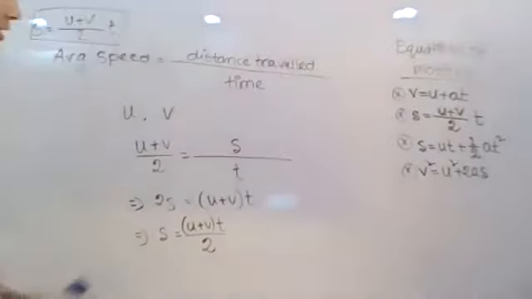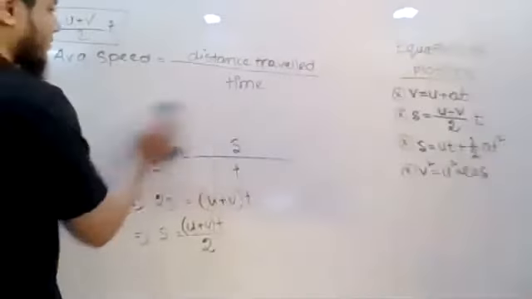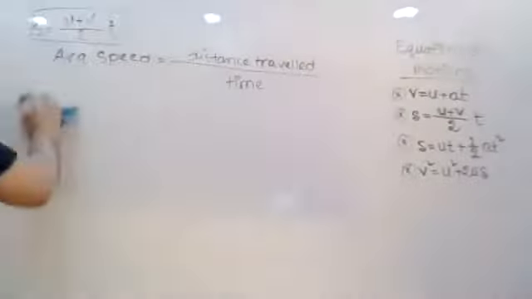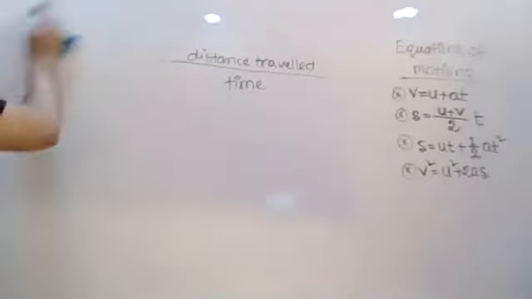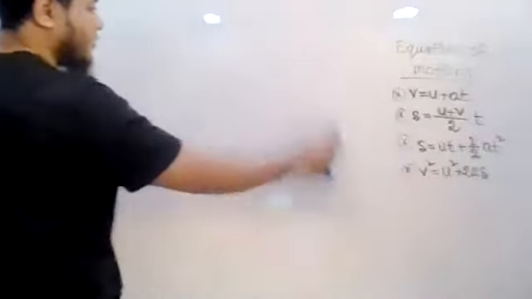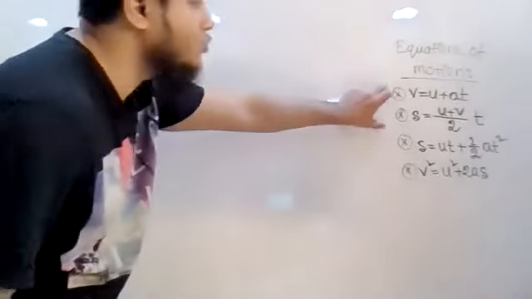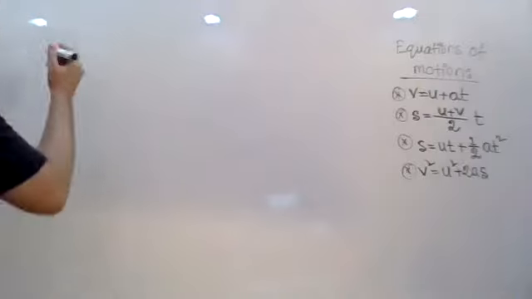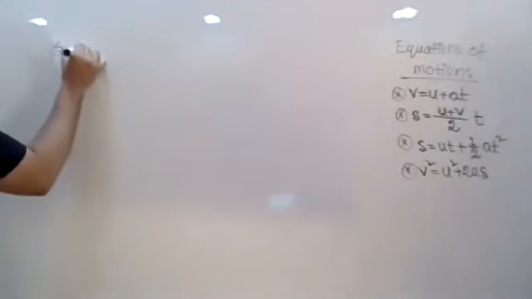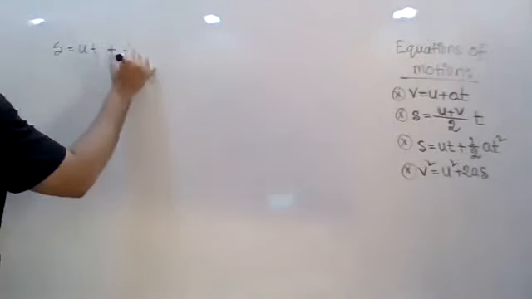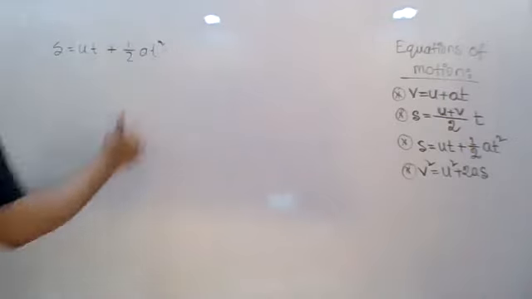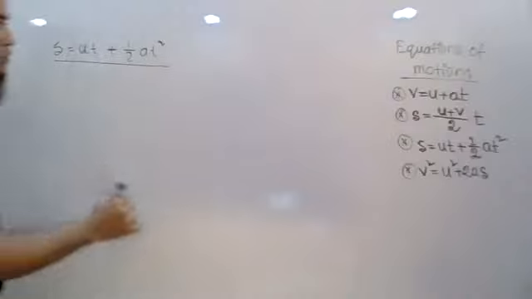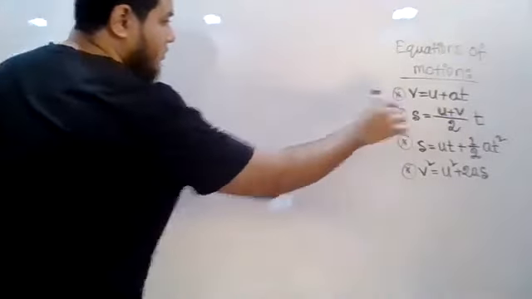Now let us take a look at the third one. How to prove the third one? To prove the third one, we will take help from the first two. If we combine these two, we will get the third one. How? s is equal to ut plus half at square. This is what we have to prove. So we will start by writing these two equations.